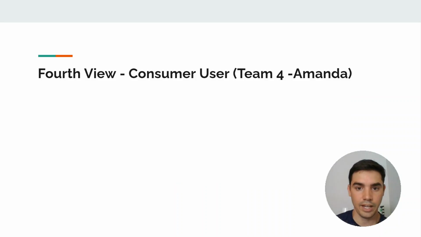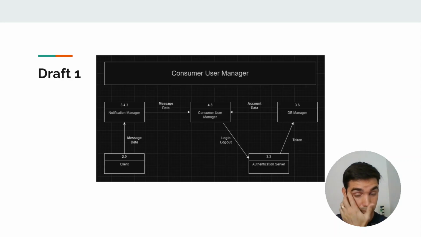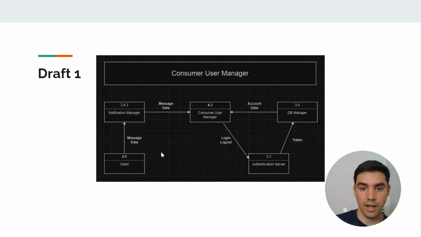Fourth view, we have our consumer user manager. So I like the simplicity of this. Shows you having a client, notification manager, showing message data is coming to the consumer user manager. Shows how you have account data coming here. Shows that the user logging in or logging out is going through the authentication server and providing a token to get that data.